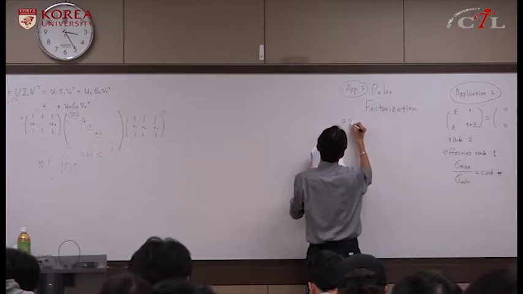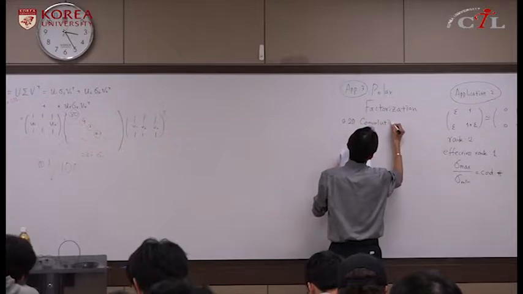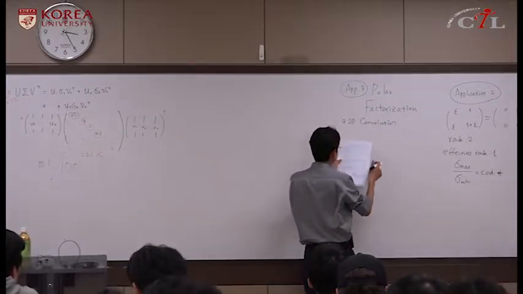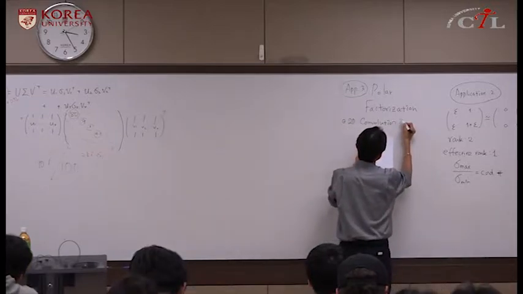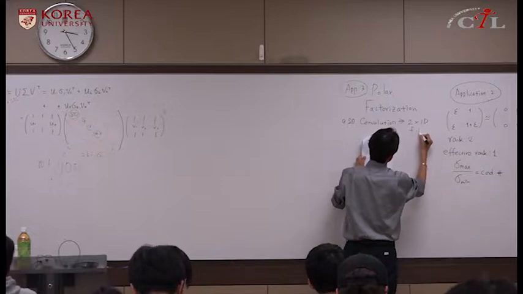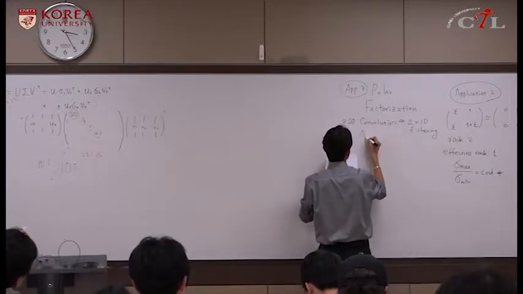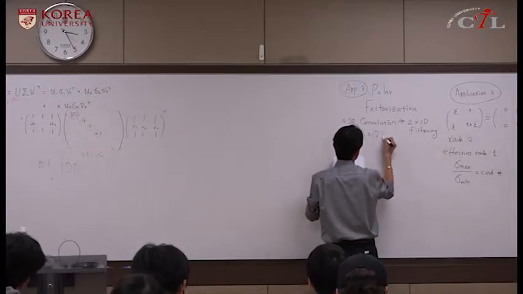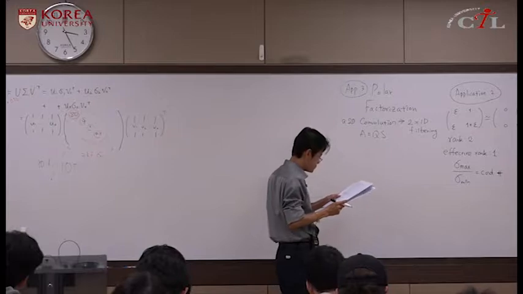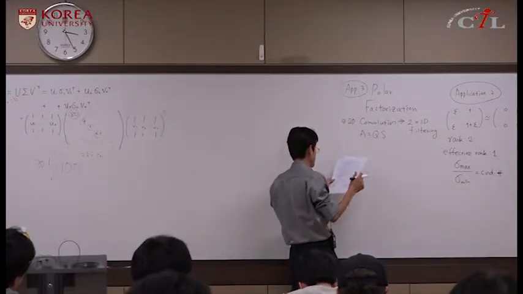So 2D convolution can be changed into two 1D filterings by polar factorization. If we do the singular value decomposition, then we can naturally do the polar factorization.